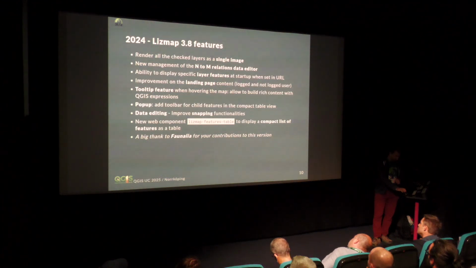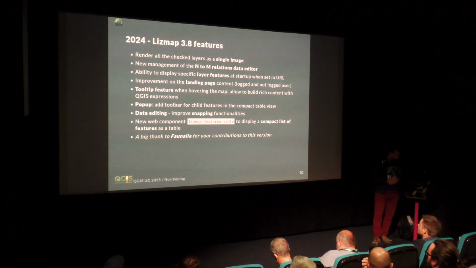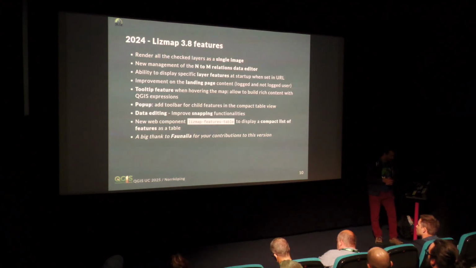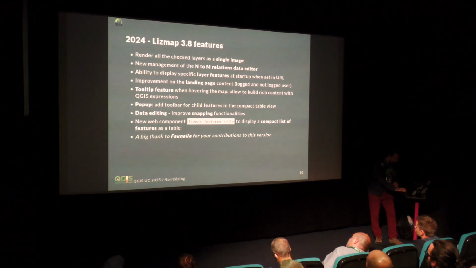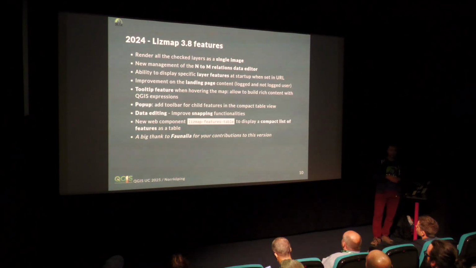We improved n-to-n relations. In the URL, we can give parameters to open automatically a dedicated feature with its geometry, etc. On the landing page, we can now add some content based on whether the user is logged in or not. We can add some content at the top or at the bottom, etc. Or some other features, and I just want to thank Faunalia. It's an Italian company. They did some contributions on the source code.